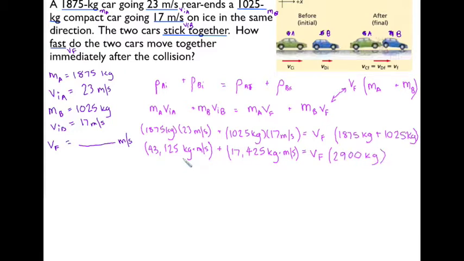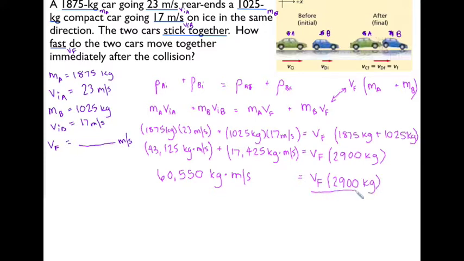Okay, these two have the same units, so I can add them together. That's why I kept the units, so I can know whether I can add things together or not. So that means I'm going to get 60,550 kilograms times meters per second. And then I'm going to get my final velocity is equal to 2,900. I haven't really done anything with this side in this step.